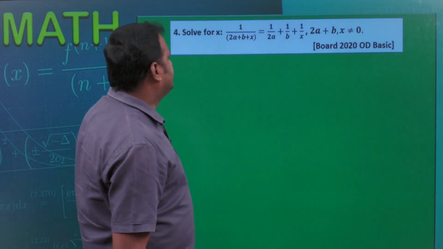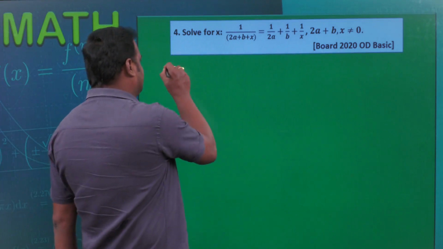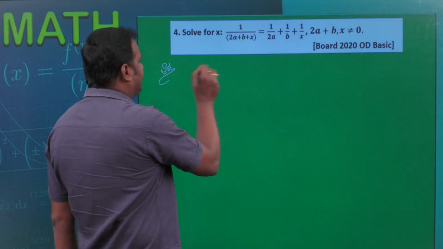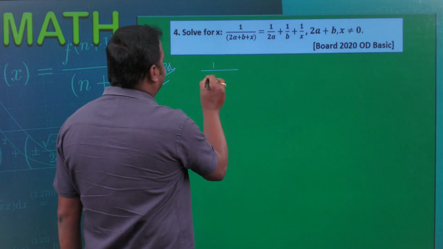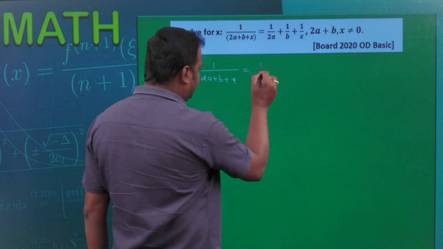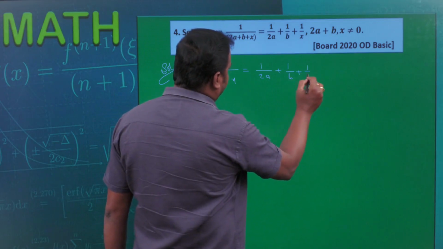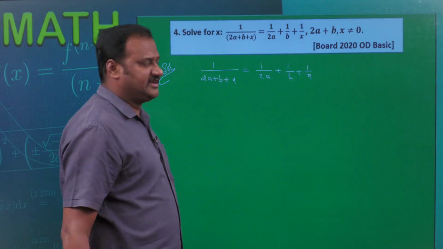Here the next problem is solve for x. See, this problem is also one of the most important and frequently comes in exams. So the given equation is 1 by 2a plus b plus x is equal to 1 by 2a plus 1 by b plus 1 by x. So how do you solve this?